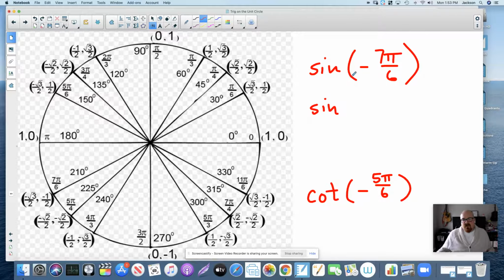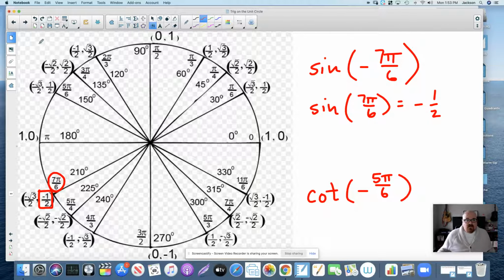So for example, if finding the sine of negative 7 pi over 6 is difficult for you, and we can talk about that too, let's just find the sine of 7 pi over 6. Now, 7 pi over 6 is on the unit circle down here in quadrant 3. The sine value of an angle on the unit circle is its y coordinate. So the sine of 7 pi over 6 is negative 1/2.